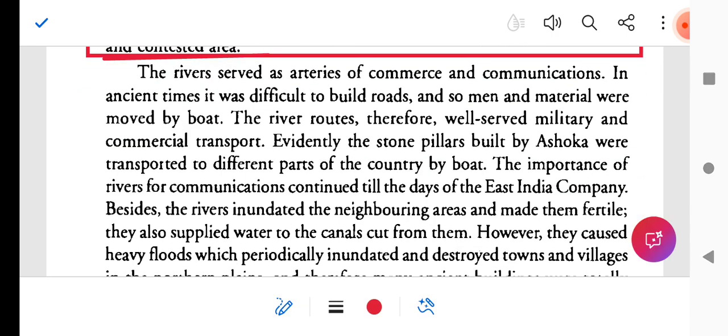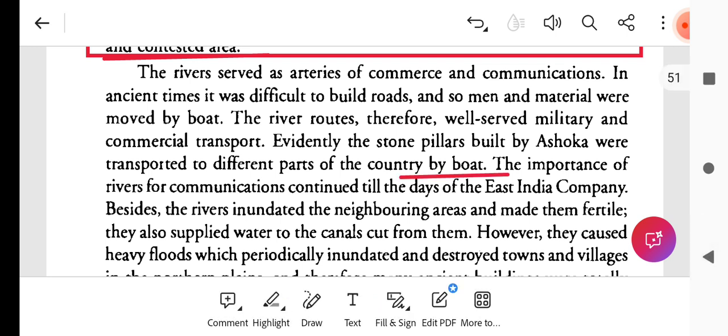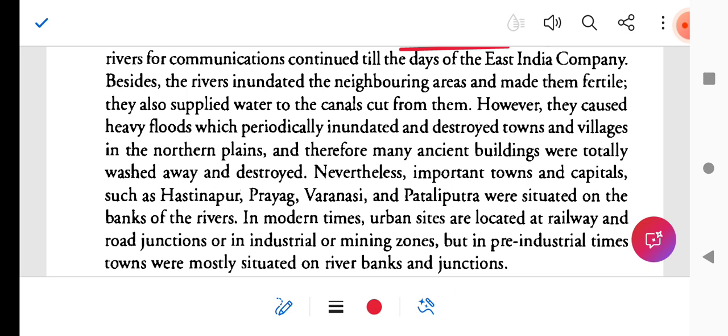The rivers served as arteries of commerce and communications. In ancient times, it was difficult to build roads, and so men and material were moved by boat. The river routes, therefore, well served military and commercial transport. The stone pillars built by Ashoka were transported to different parts of the country by boat. The importance of rivers for communications continued till the days of the East India Company. Besides, the rivers inundated the neighboring areas and made them fertile. They also supplied water to the canals cut from them.